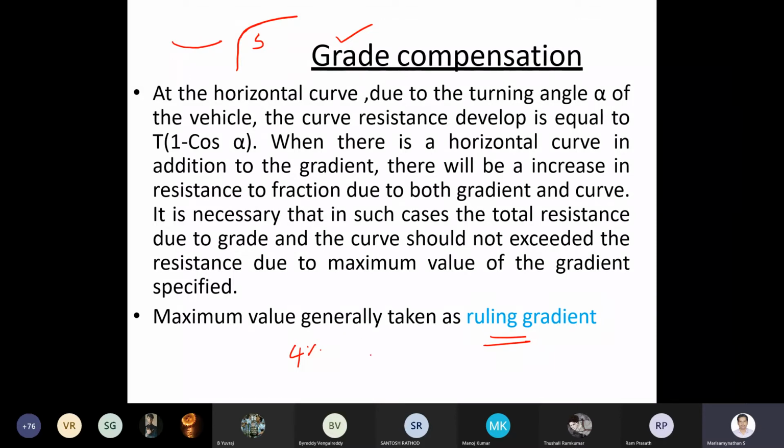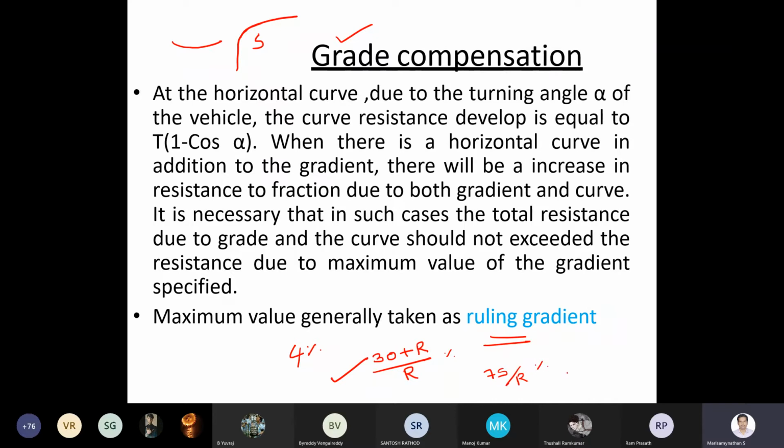If it is going more than that, what we have to do is take the equation (30 + R) / R, where R is nothing but the radius of the curve. This is the percentage we take. So the grade compensation is calculated by using this equation. Also, the maximum grade compensation is limited to 75 / R percentage.